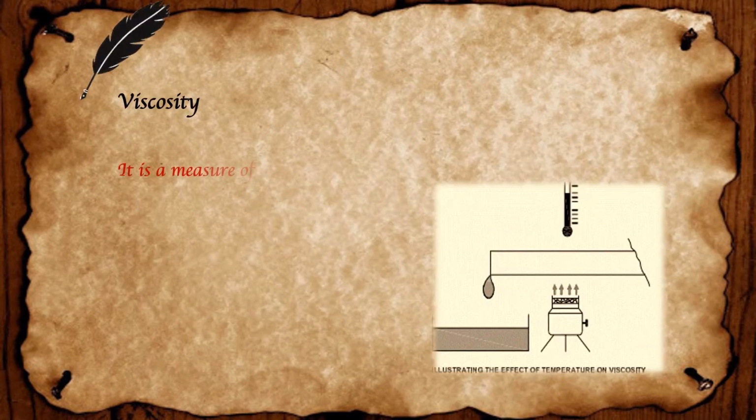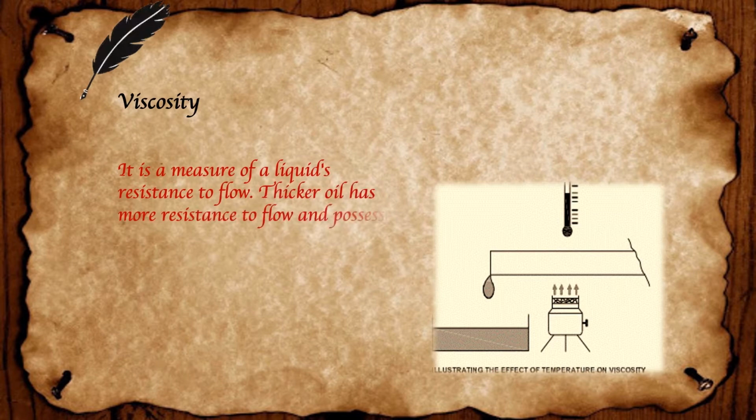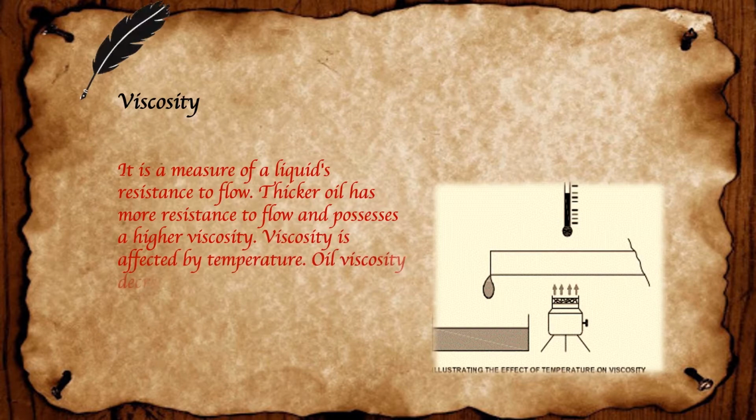Viscosity. It is a measure of a liquid's resistance to flow. Thicker oil has more resistance to flow and possesses a higher viscosity. Viscosity is affected by temperature. Oil viscosity decreases as the temperature of oil increases.